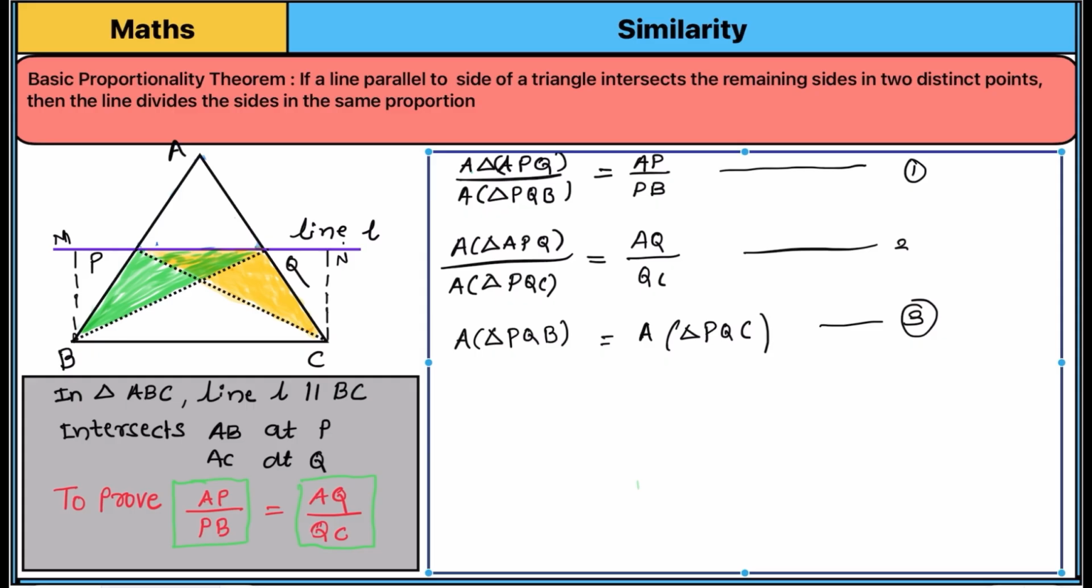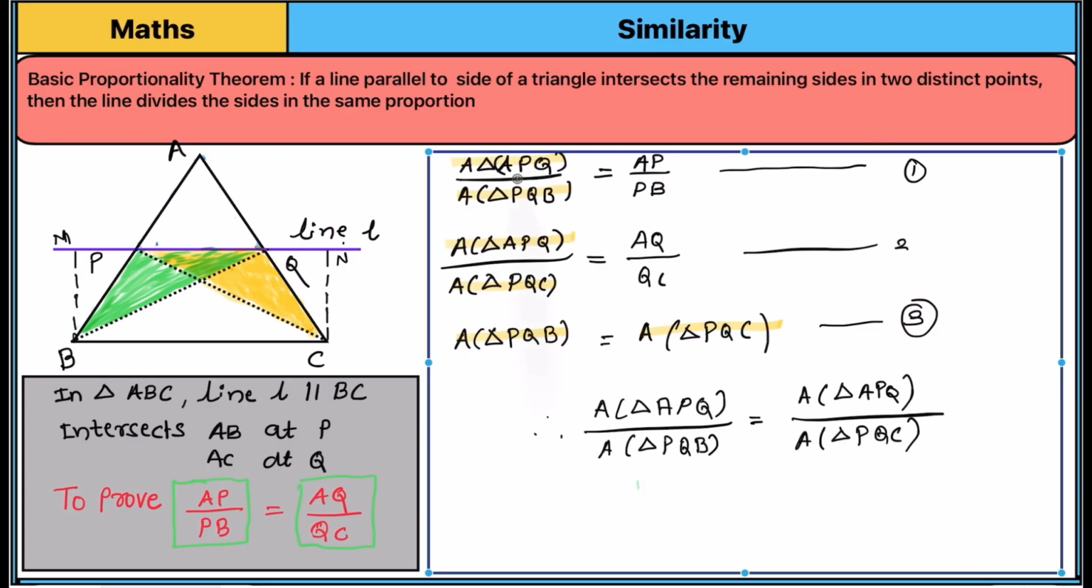Now if we take a look at equations 1 and 2, we find the numerator is the same, which is nothing but the area of triangle APQ. And in the third equation, we have proved the area of triangle PQB is equal to the area of triangle PQC. But the area of triangle PQB is the denominator for equation 1 and the area of triangle PQC is the denominator for equation 2. That means both numerator and denominator are the same for equations 1 and 2. Hence we can say area of triangle APQ upon area of triangle PQB is equal to area of triangle APQ upon area of triangle PQC. That means our equations 1 and 2 are equal.